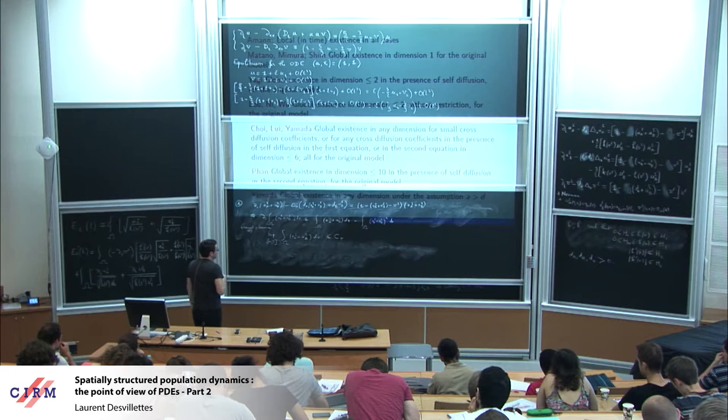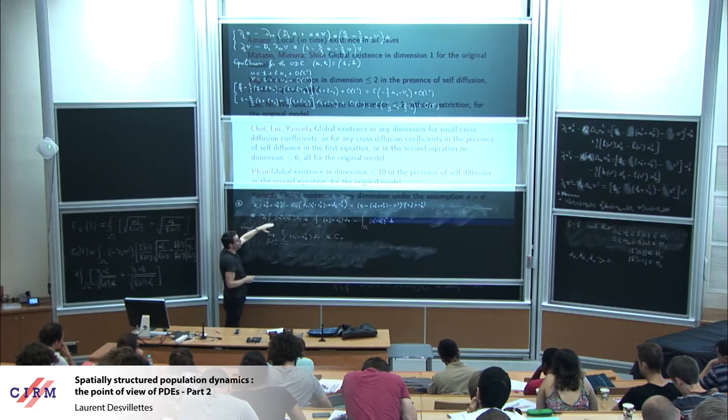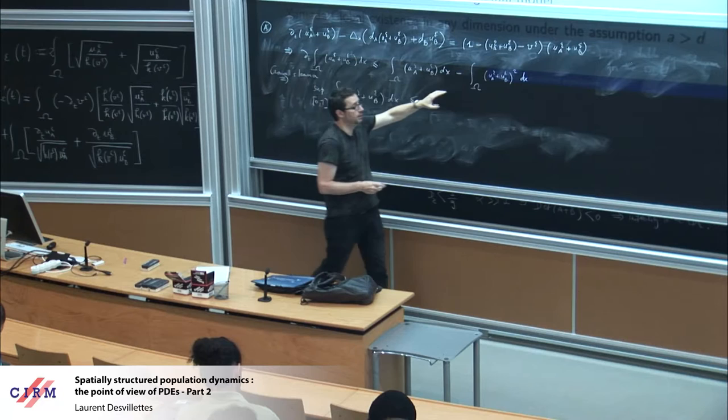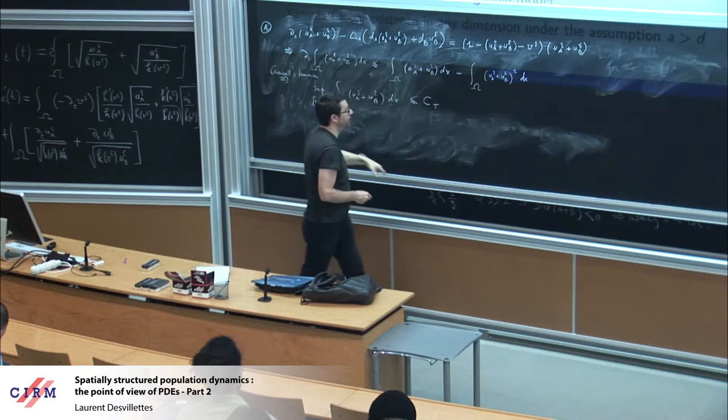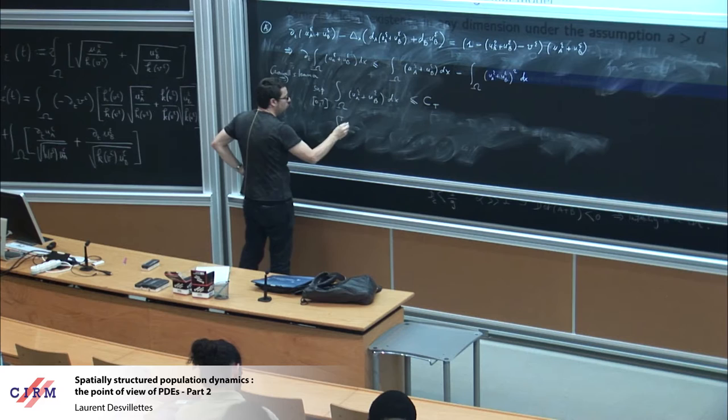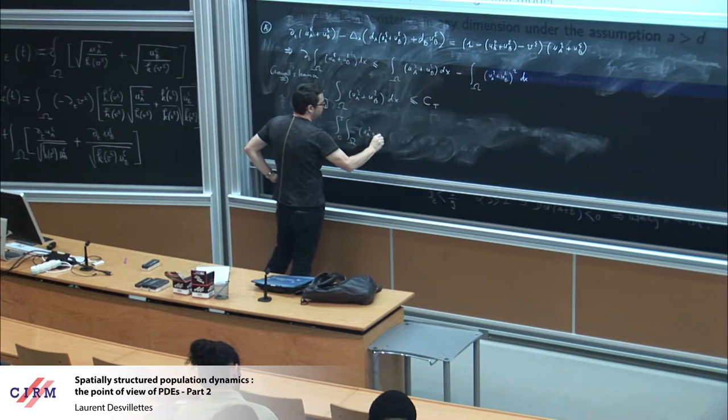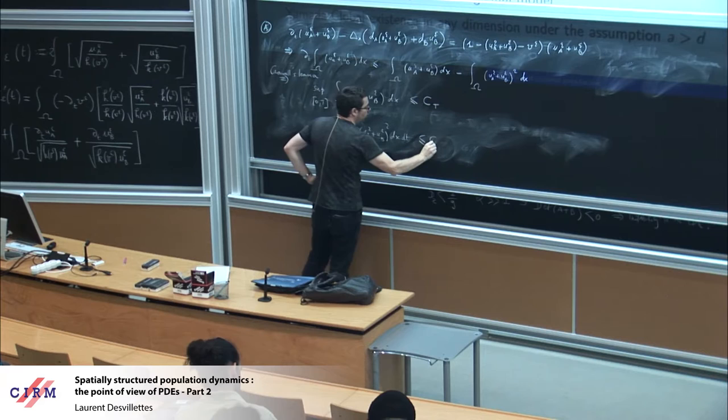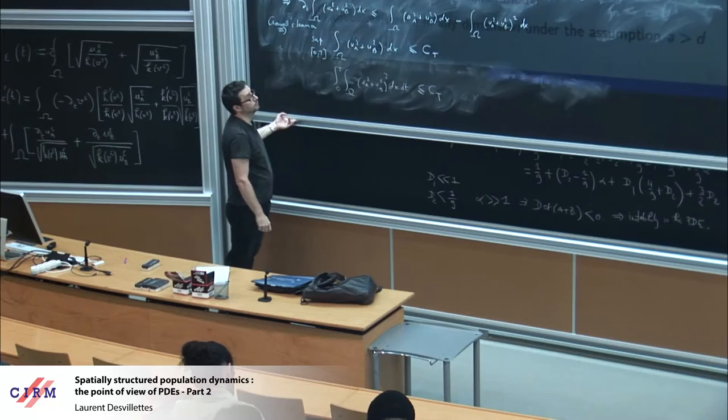And then, once you know this, you now integrate with respect to time the inequality which is here, keeping the term which is here, and you move it from here to the other side of the equation, and what you get is that the integral, which is now with respect to both time and space, of UA epsilon plus UB epsilon to the square dx dt is also less than a constant which depends only on capital T.